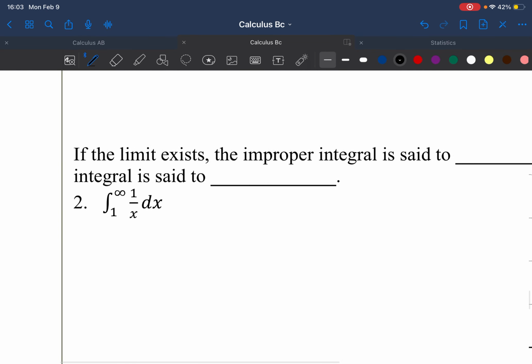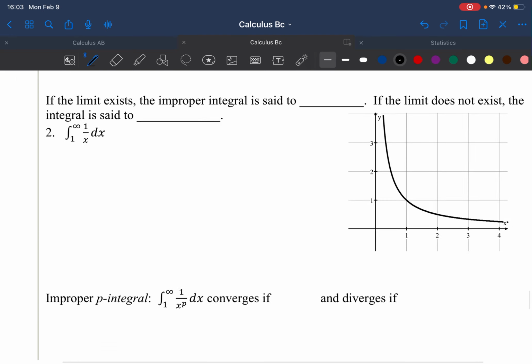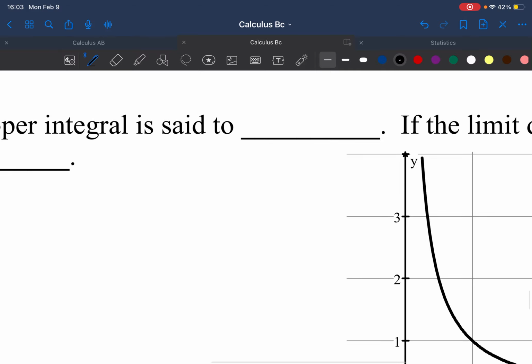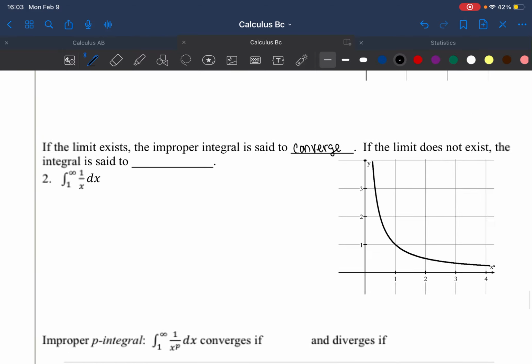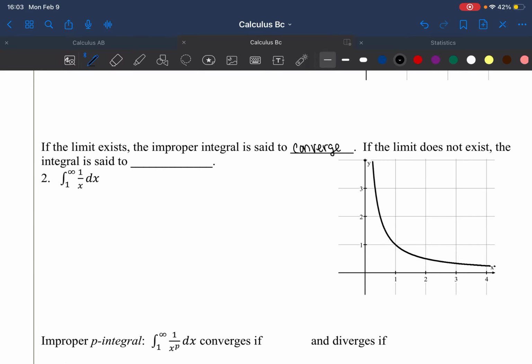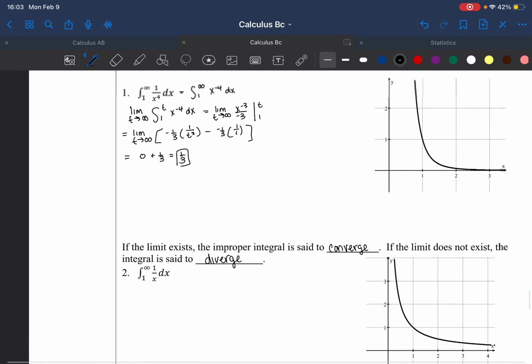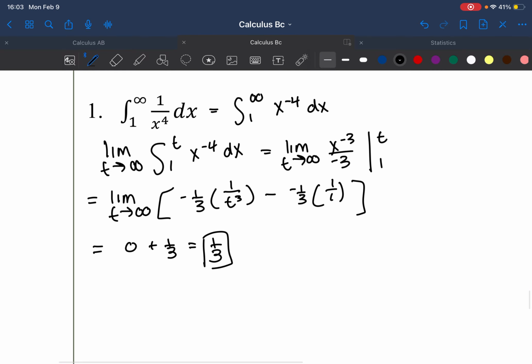Okay, this next part says, if the limit exists, the improper integral is said to converge. And if the limit does not exist, the integral is said to diverge. So if we look back at number 1, notice that our limit did exist because we ended up with a number. So that means that this integral is going to converge.